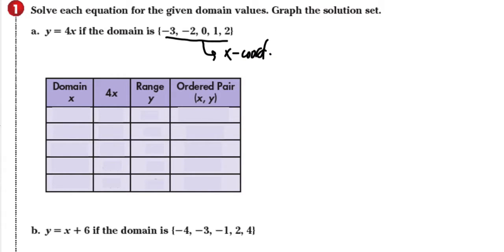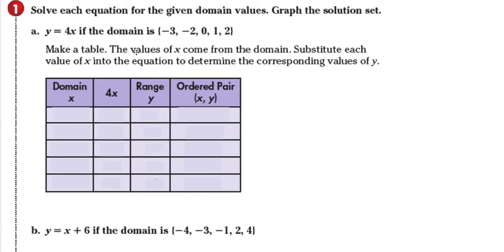Okay, so remember that. Let me take that out now. Okay, so make a table. The values of x come from the domain. Substitute each value of x into the equation to determine the corresponding values of y. So we get -3, -2, 0, 1, and 2. Put it in the domain right there.